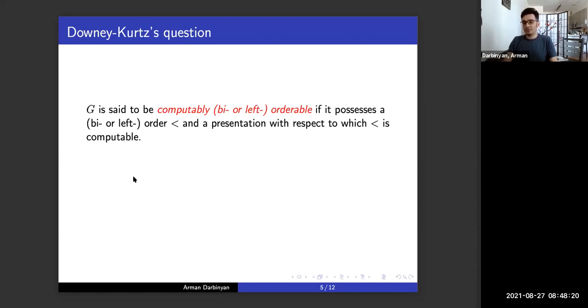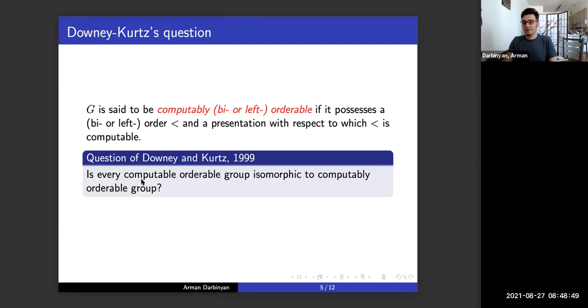And one natural question that could be asked about computably orderable groups is actually a question that was asked by Downey and Kurtz. Here I would like also to mention that Downey and Kurtz were the first ones who systematically initiated the program of studying computability properties of orders on groups. It was in the 1980s. And the question that they formulated is as natural as it could be, which asks the following. Is every computably orderable group isomorphic to a computably orderable group?